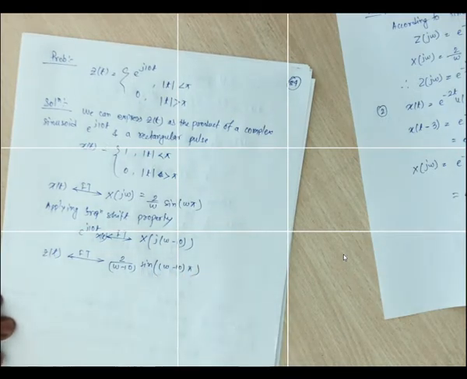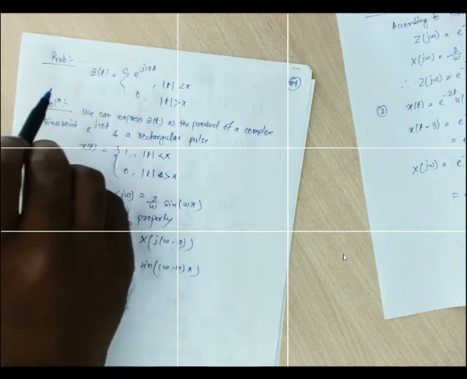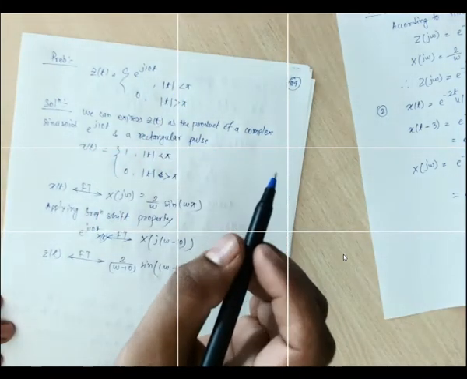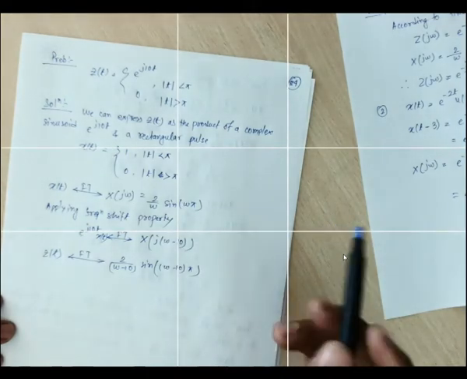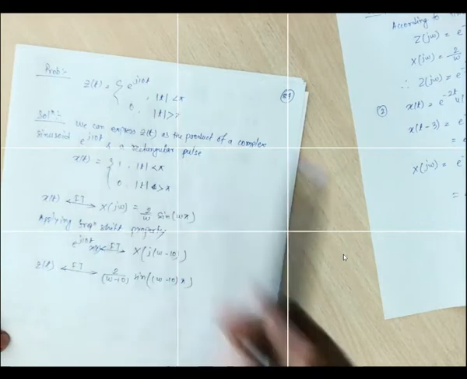Okay, understood? So what they are asking is to use frequency shift property to determine the Fourier transform for z of t. We need to use the frequency shift property. So this is the frequency shifting parameter, right?